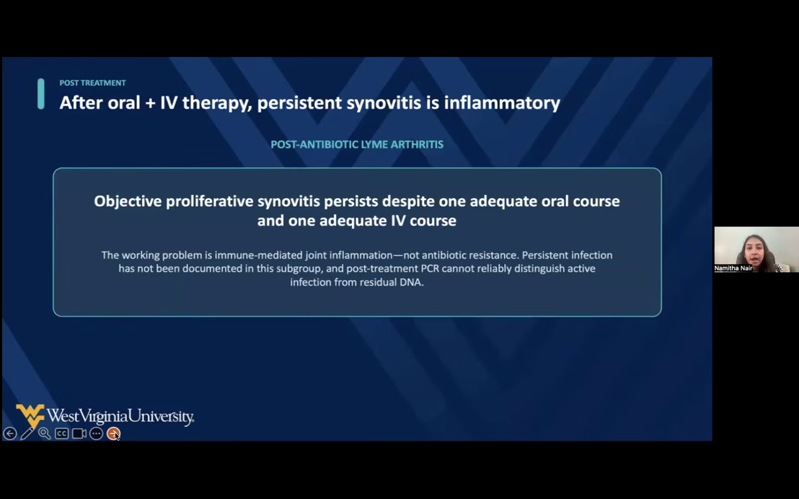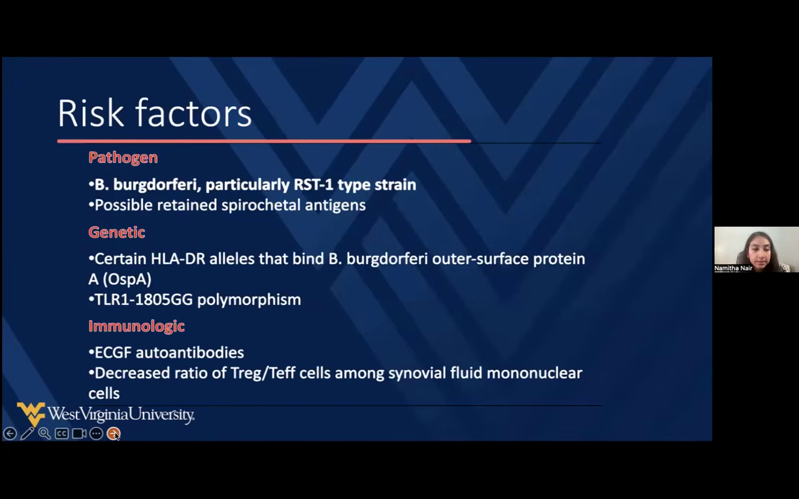What happens if after this you are still noticing that there is significant synovitis, like you've completed one adequate oral course and one adequate IV course? In that situation, we reach a condition called post-antibiotic Lyme's arthritis. This is now a true objective proliferative synovitis, and it's an immune-mediated joint inflammation at this point. It is not about antibiotic resistance. In this situation, the immune system is getting involved, and so you have a true inflammatory arthritis. So this is post-antibiotic Lyme's arthritis.